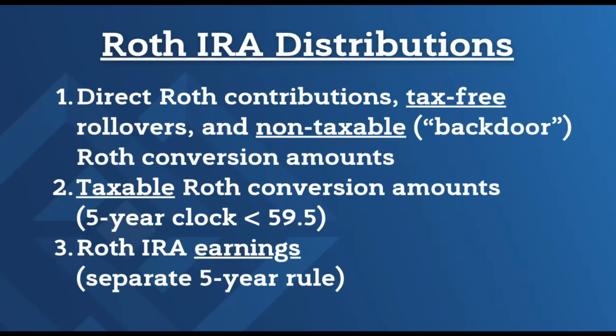And finally, after the direct contributions have been withdrawn and also the taxable Roth conversions, the third bucket is Roth IRA earnings. And this is where people, even the professionals, get the rules mixed up. Earnings are the accumulated growth above and after your direct contributions, non-taxable backdoor conversions, and taxable conversions within the Roth IRA. Those earnings are also subject to a 5-year rule, but it's a different 5-year rule than with the taxable Roth conversions in the second bucket. The 5-year rule for earnings is based on when your very first Roth IRA was funded.